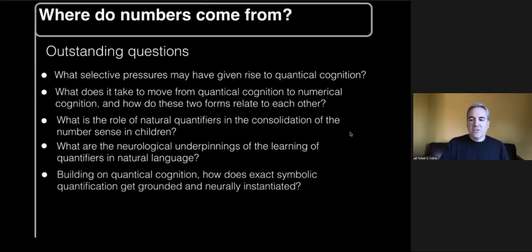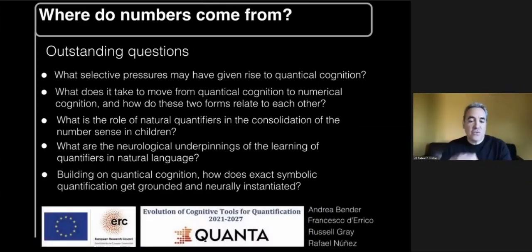Many of these questions are now going to be addressed in a recently awarded grant from the European Research Council that, along with some colleagues, Andrea Bender, Francesco d'Errico, archaeologist, and Russell Gray, we're going to start in a couple of months. It is a Synergy grant project called Quanta, in which we're going to be studying the evolution of cognitive tools for quantification.